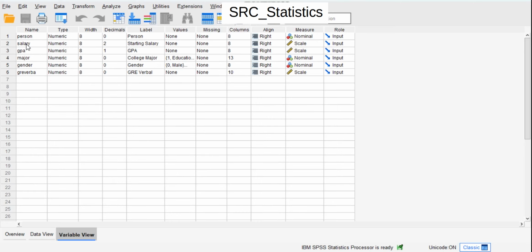So let us go to variable view and see the salaries. The starting salary is given the measure scale. And we are grouping them into 3 groups based on the majors, so that is a nominal or ordinal variable.